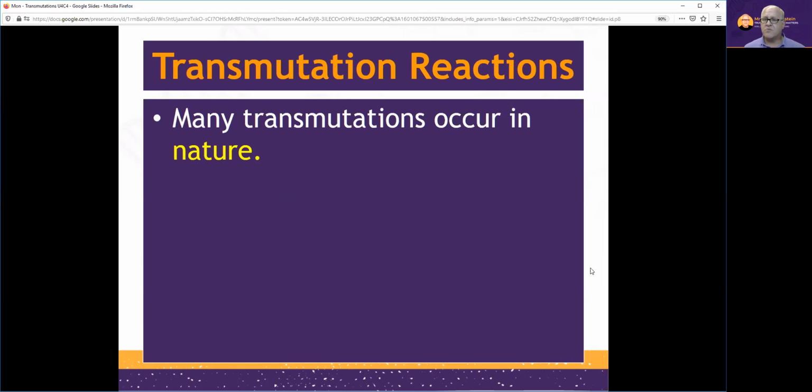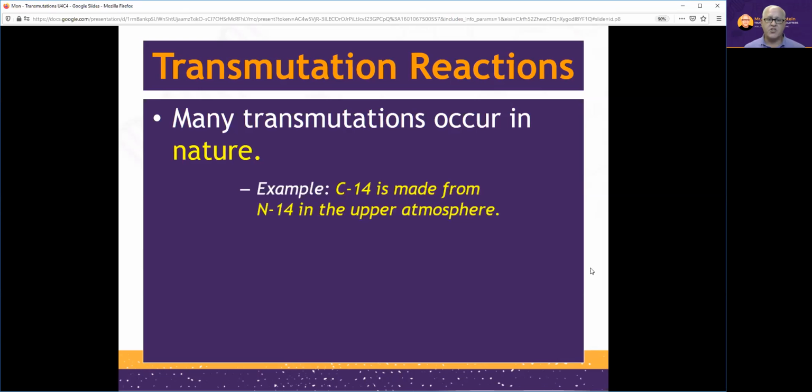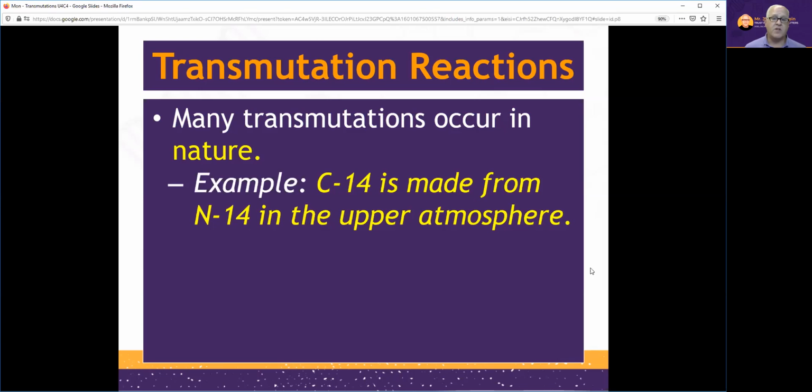So many transmutations occur naturally in nature. For example, carbon-14 is made from nitrogen-14 in the upper atmosphere of the Earth. And so it starts out with nitrogen-14, and it picks up one neutron, and it becomes carbon-14.